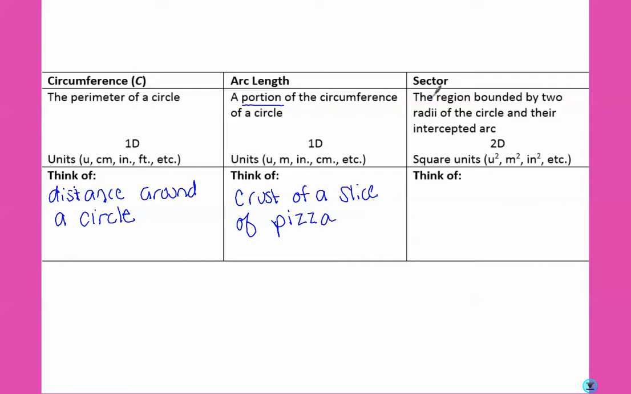A sector is the region bound by two radii of the circle and their intercepted arc. This is a two-dimensional figure, so we'll use units squared, meters squared, inches squared. And what this looks like is a slice of pizza or a slice of pie.